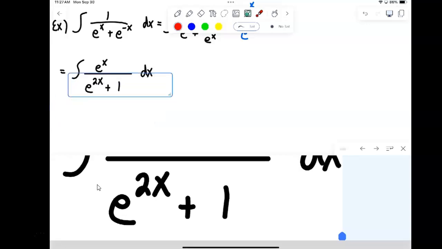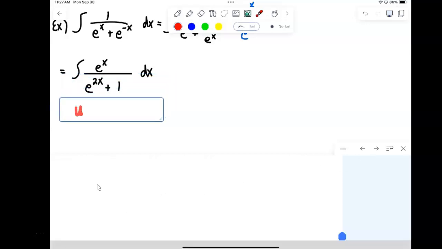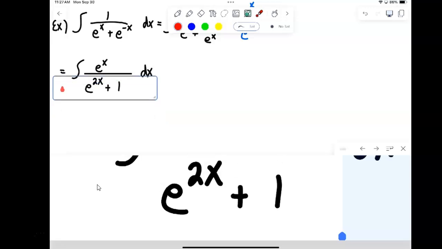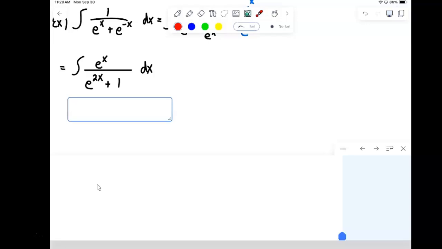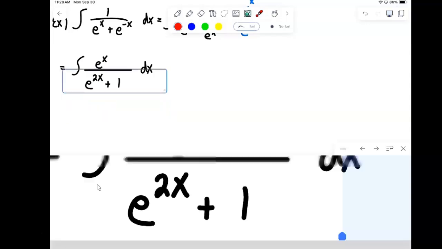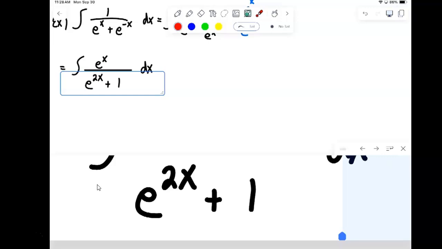So my first thought might be to let u be this denominator here. Reasonable thought. Problem is, when you do the derivative of that, you'd be doing the derivative of e to the 2x, which would be 2 times e to the 2x. Unfortunately, I don't have an e to the 2x on top. The 2 is not a problem, but the fact that I'm missing an e to the 2x, I have an e to the x up there, but not an e to the 2x.